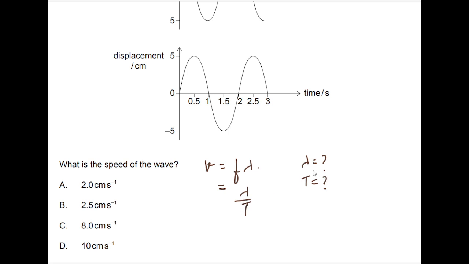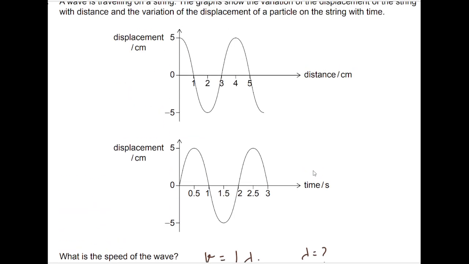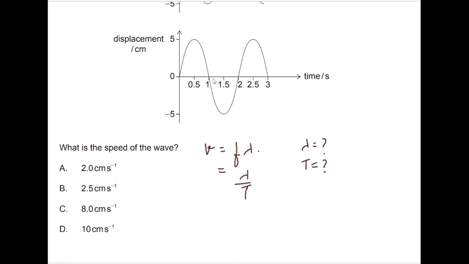In order to calculate lambda, which is the wavelength, I can use the first graph. From crest to crest I can see it's 4 centimeters. So lambda is 4 centimeters. I'm not converting it to meters as my options are also in centimeters per second. In order to calculate time, I can use the second graph, the displacement versus time graph. Time period is for one wave, and one wave goes till 2 seconds, so my time becomes 2 seconds.